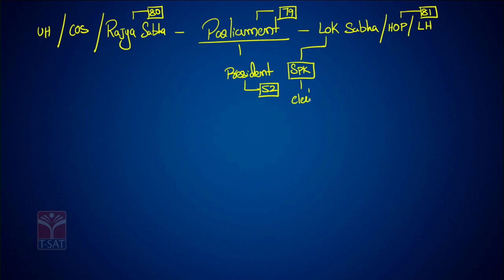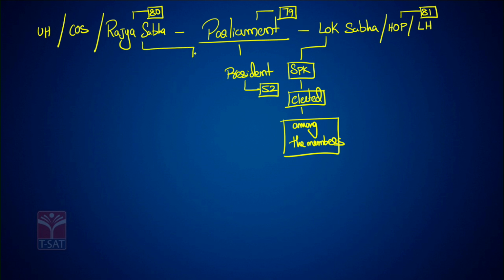Who is elected among the members? Who is the head of the Rajya Sabha? The head of the Rajya Sabha is the chairman. Who is chairman? The Vice President of India. The Vice President of India is the chairman of the Rajya Sabha. Article 63 of the Constitution says there shall be a Vice President for India.